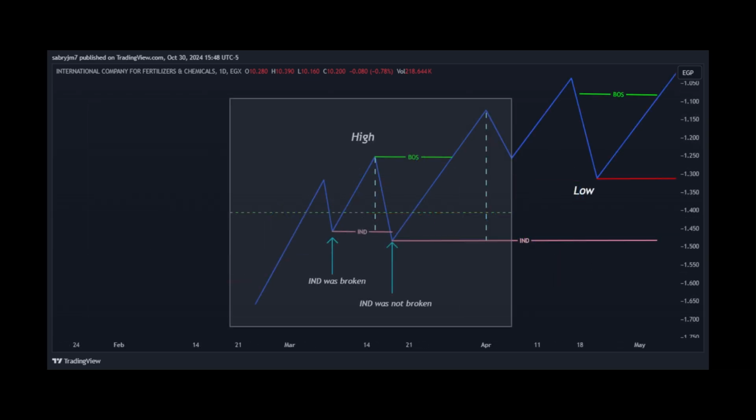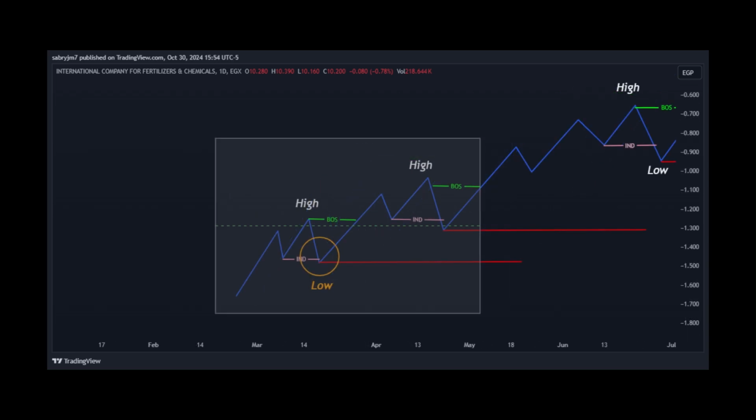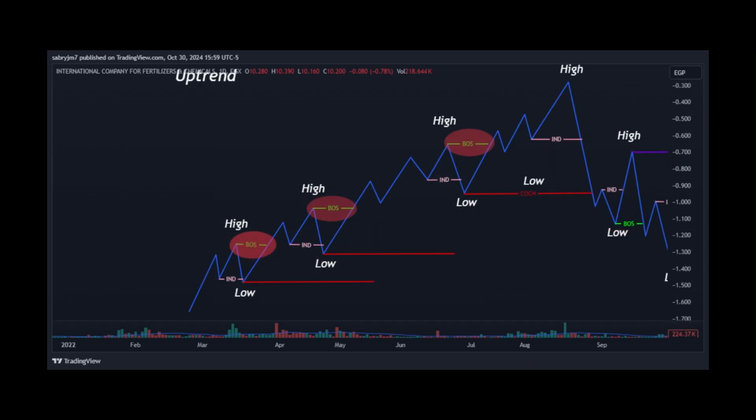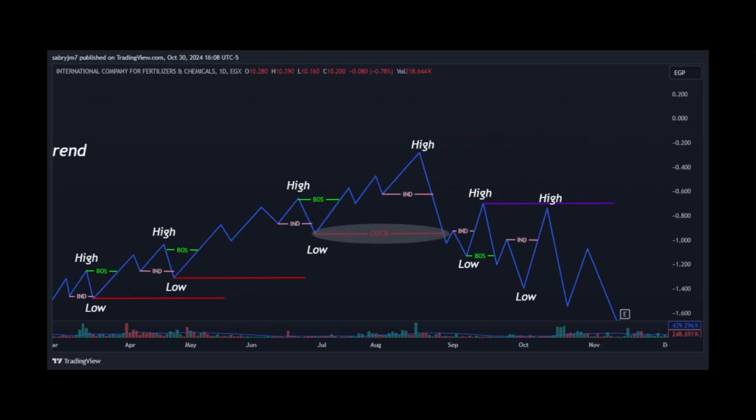Why is this a high and that one is not? The answer is simple: because here, the inducement was broken, whereas here it was not. The lowest point between two highs is the true low, like this one. If the high is broken, which happens in an uptrend, it is called a break of structure, as seen on the chart. If the low is broken, a change in direction occurs, known as change of character, as seen here.